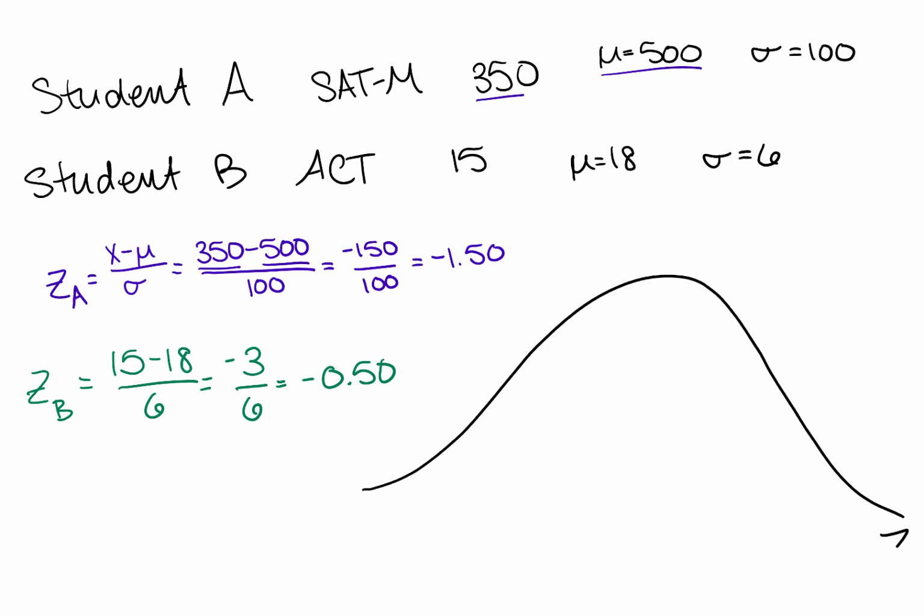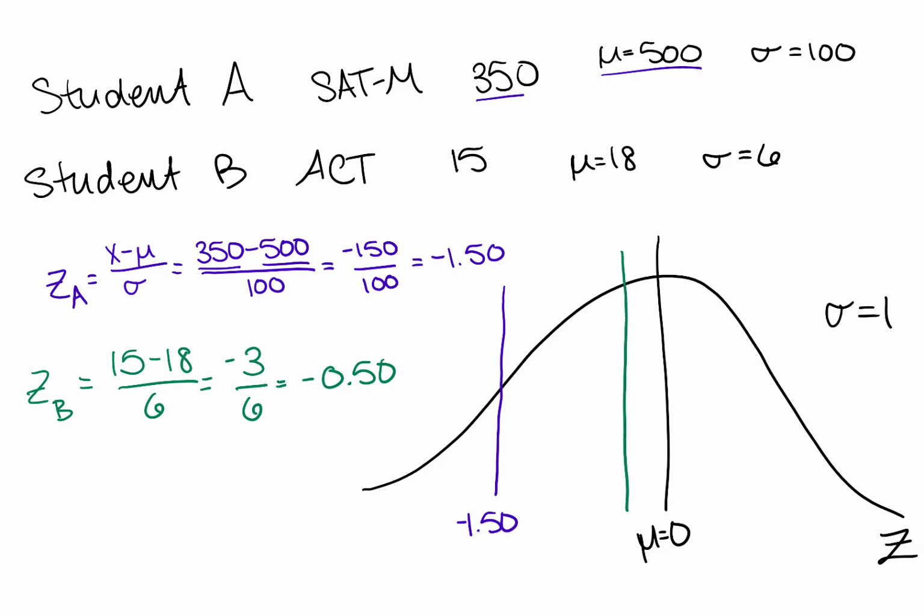This is a z distribution, which has a mean of 0 and a standard deviation of 1. First, we'll plot student A's score. They were 1.5 standard deviations below the mean. Student B was only half a standard deviation below the mean.